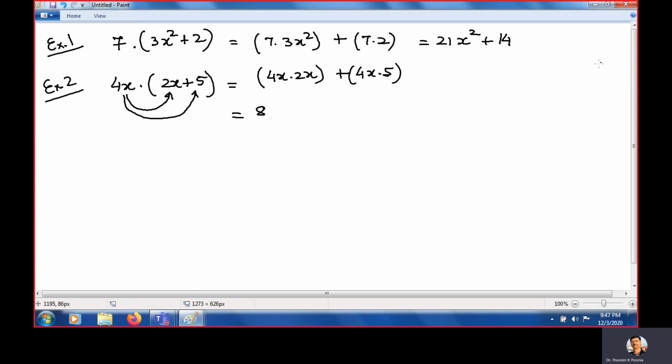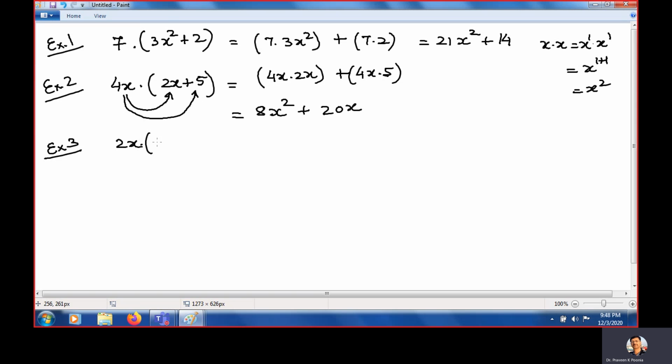x into x. I told you x into x is x power 1 into x power 1, and if bases are same, powers always add. So it is x power 2. So it is 8x power 2 plus 5 times 4 is 20x. Finish. So multiplication is not very difficult. You only need to focus on the symmetry. You need to move from one side and just keep going on.